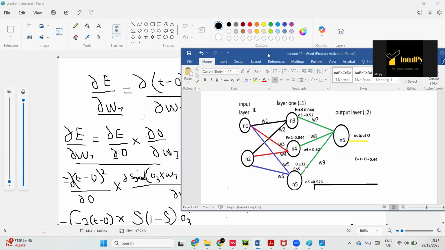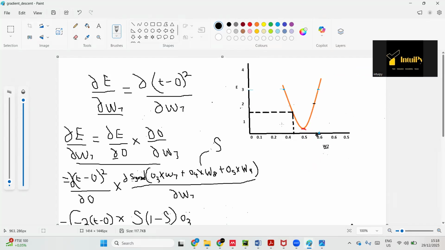So let's take W7 as an example. How much do you think we need to adjust W7 such that our error is reduced, maybe from 0.44 to 0.34? So that brings us to this graph.